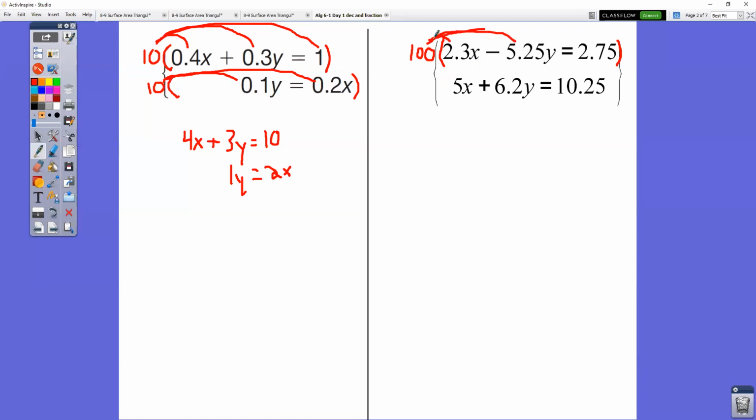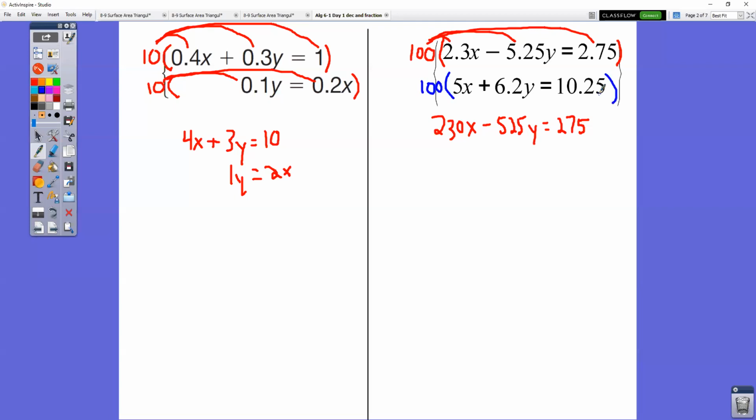Distribute, distribute, and distribute. When you go and do that, you get 230x minus 525y equals 275. For the second equation, I have no decimal places, one decimal place, and two decimal places. So I'm going to multiply this second equation by 100 as well. Now, if this bottom equation, let's say that this 5 wasn't there at the end and it just said 10.2, we would just have to multiply the bottom equation by 10.